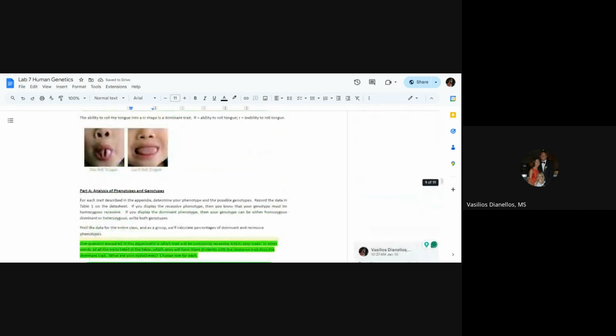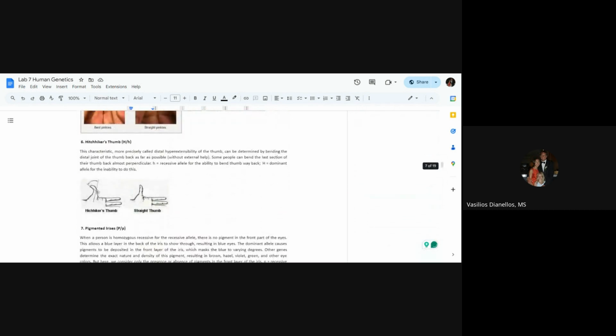Hitchhiker's thumb. Is yours straight, or can you bend it back like this without pushing it back? You know what I mean? Like my thumb is doing this right now. I don't have to push it back. It just does it. It goes back. It does go back.